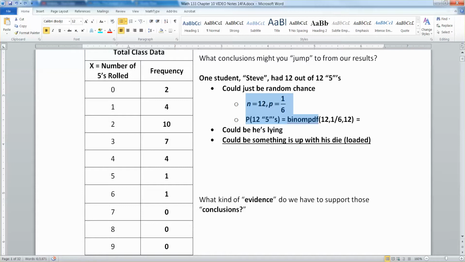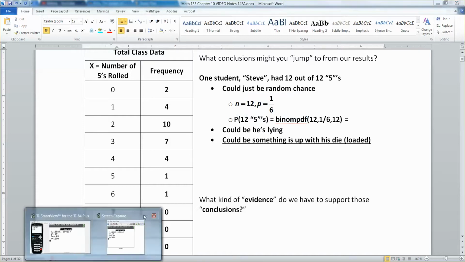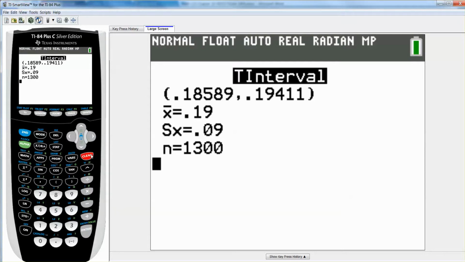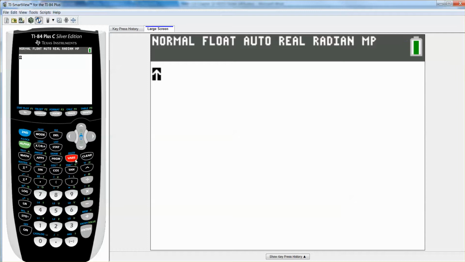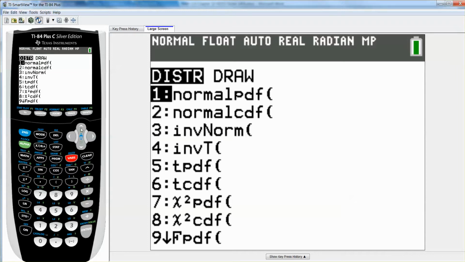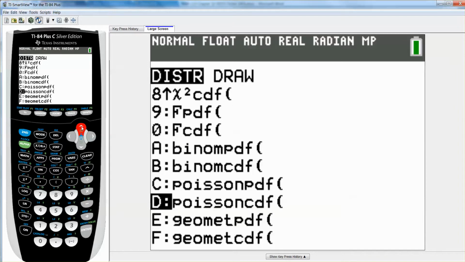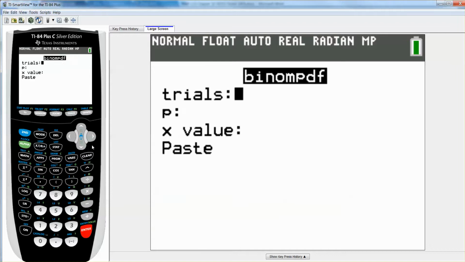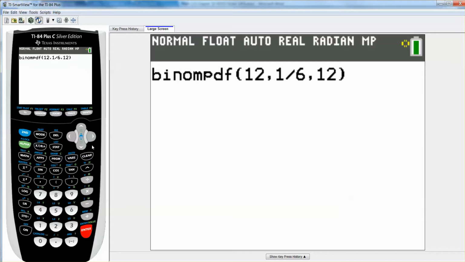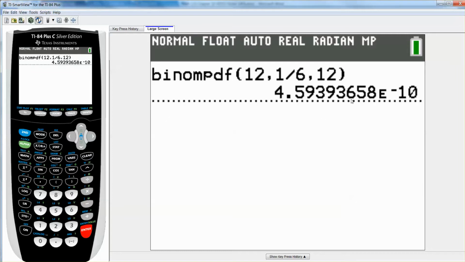Hold on. All right, let me grab the calculator. Clear this out. Go to distribution. Go to binomial, which is letter A, binomial PDF, because we want to know the probability of Steve getting exactly 12. There are 12 trials, 12 rolls of the die. 1/6 is the probability of success. And your X value was 12 because Steve got 12. And you see that? That's 4.59 E negative 10.